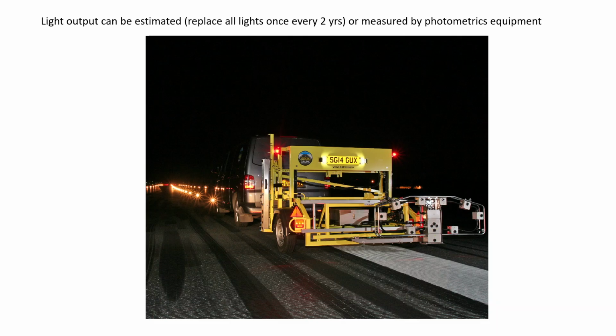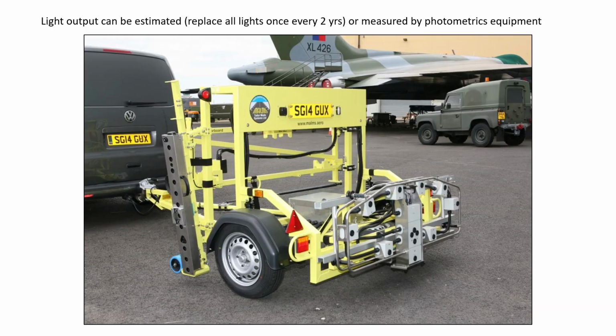Now, light output can be estimated, and in that way we can replace all the lights once every 2 years. The other method would be to measure it with photometrics equipment. This type of equipment will actually GPS and locate every light, measure its value, data log it, and put it into a table. This is extremely expensive, and only very large airports have this equipment.